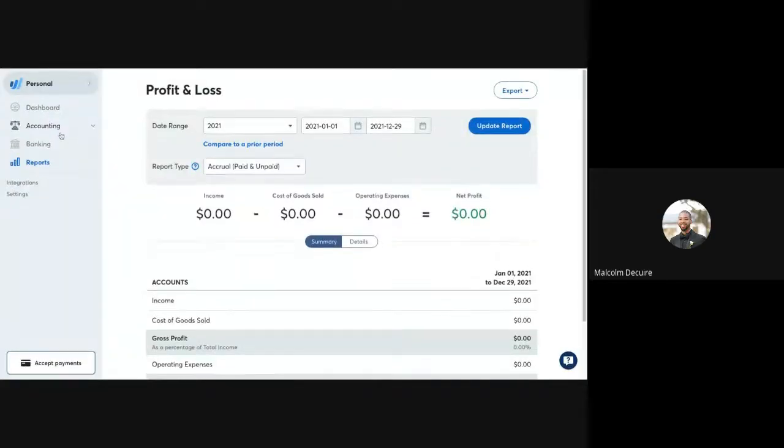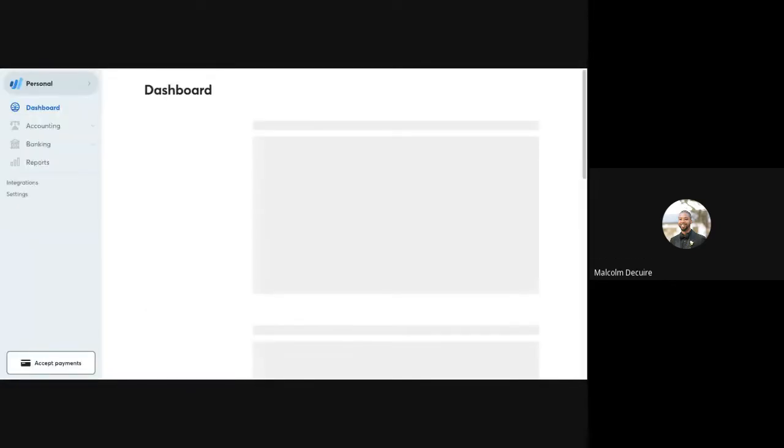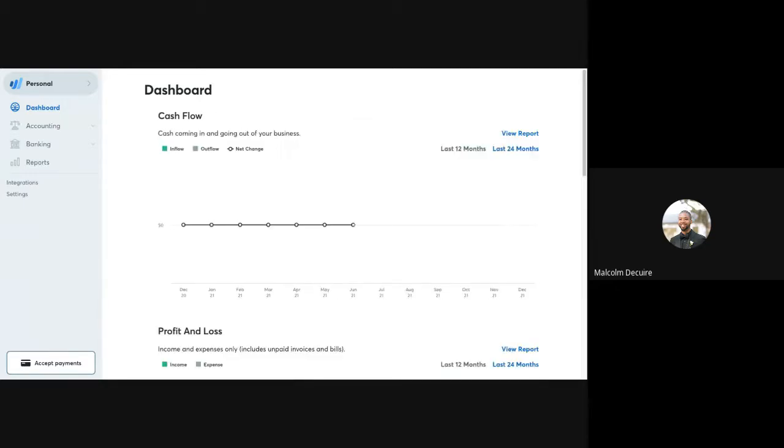Here we go. So this is first and foremost a dummy Wave Accounting account. But I wanted to bridge together what I just showed y'all from the financial statements to what this will look like. Wave Accounting, we mentioned before, is an example of a tool. QuickBooks is a similar tool.